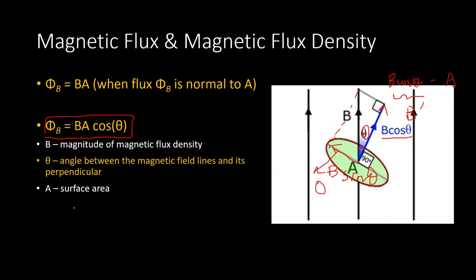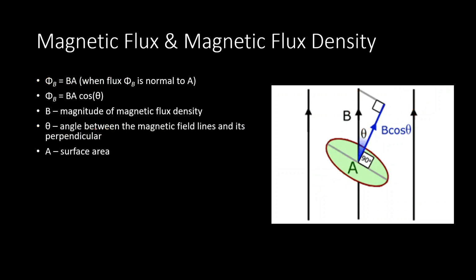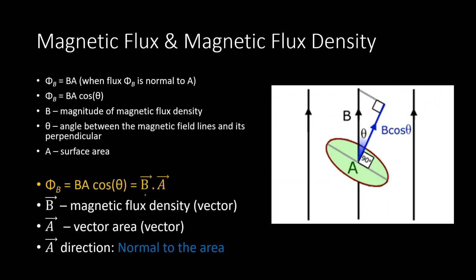Linking back with a previous case, we can clearly see that this one seems to follow a vector dot product, or called vector scalar product as well. So we can also write it in this form, which is a dot product form, where B is the magnetic flux density vector, A is an area, which is a vector. And area, how can area be a vector?